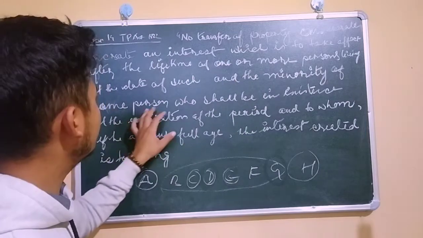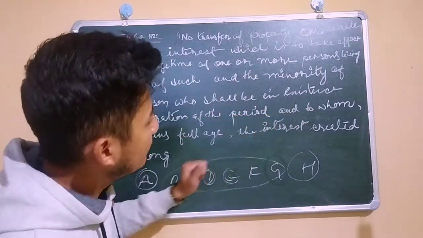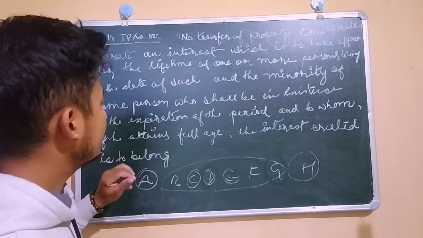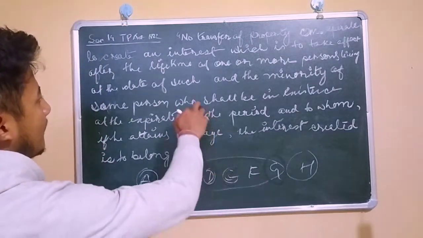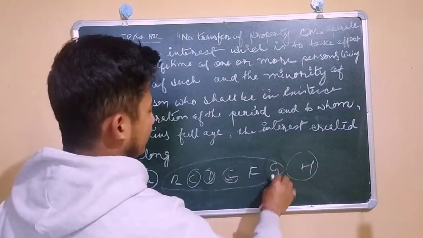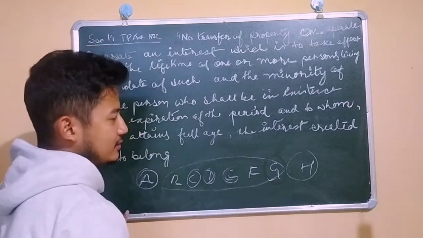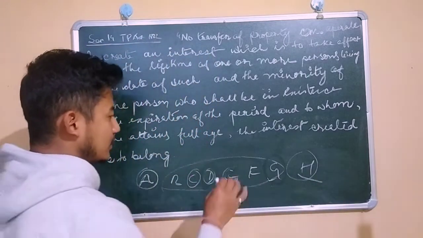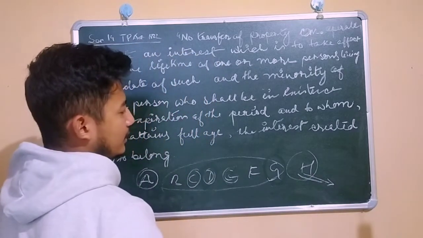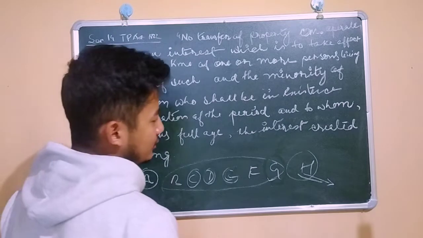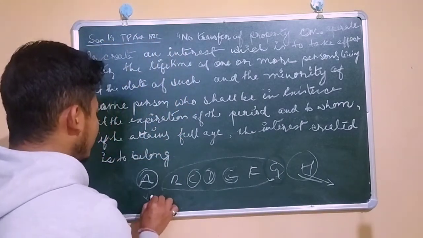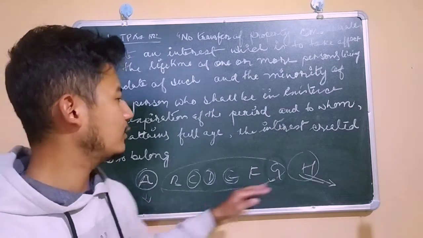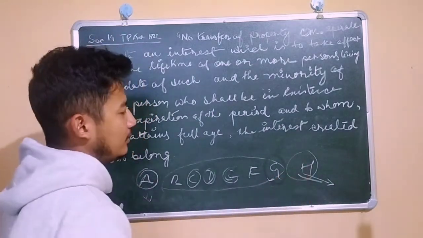And the minority of some persons who shall be in existence at the expiration of the period, and to whom. So here what it is saying is, let's suppose the person survived, and before he dies H comes into the mother's womb. The moment H comes into the mother's womb, G died, but A has put the condition that during the minority the property will not go to H. Once he becomes a major, the property will go to H.